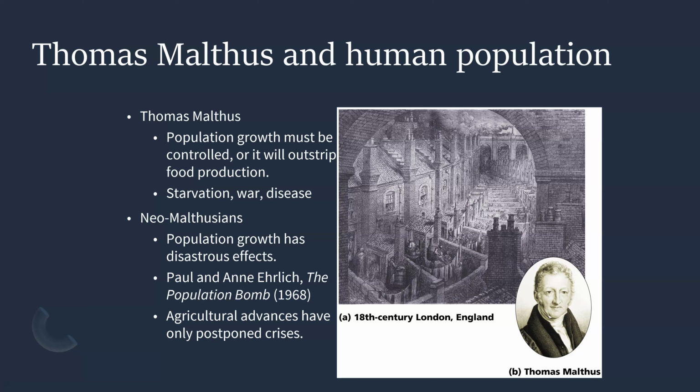So there's a Malthusians that follow kind of a belief that population growth has a disastrous effect. And there's a book that you can read called The Population Bomb. It was written in 1968. And it talks a lot about kind of how the human population, as it grows, is going to be its own demise, as I've kind of already discussed. But this is a look more at population in itself.